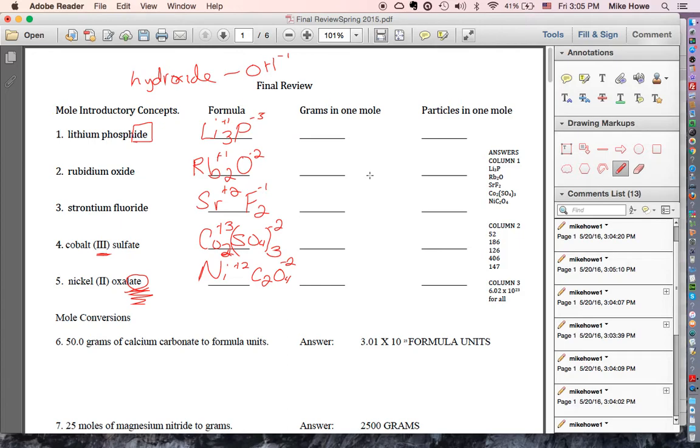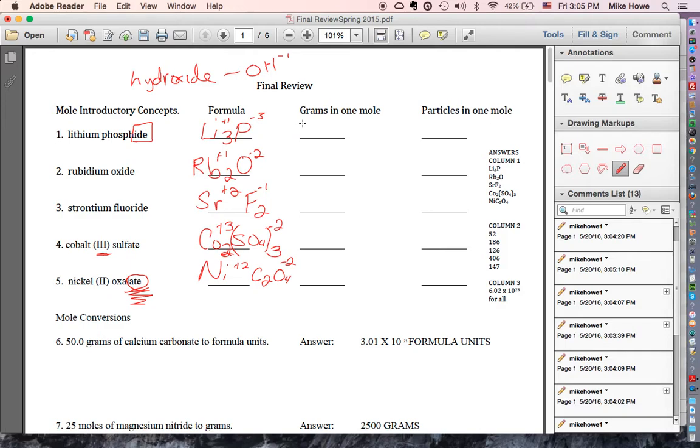So I'm going to show you really quickly how to do the grams in 1 mole for the first one, but I'm not going to do all of them. Elijah, just hang on a minute, I'll get it. So lithium is +1, we already said that. You have 3 atoms of lithium. Each lithium atom has a mass of 6.9 something on the periodic table. So 6.94 is actually what it says.